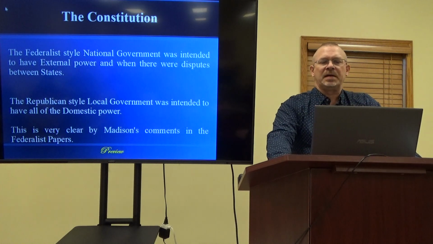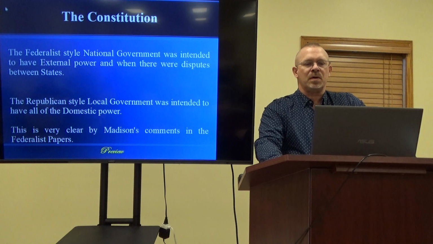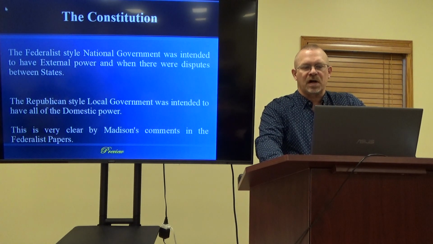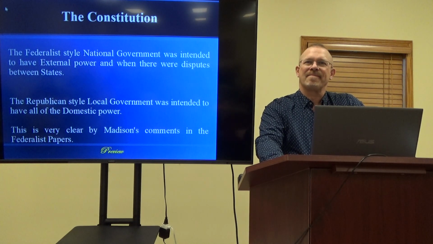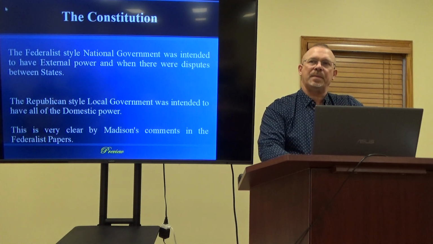The Federalist-style national government was intended to have external power and power when there were disputes between states. The Republican-style local government was intended to have all the domestic power. This is very clear by Madison's comments in the Federalist Papers.